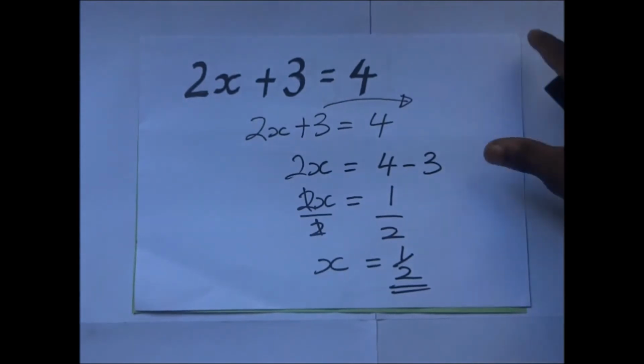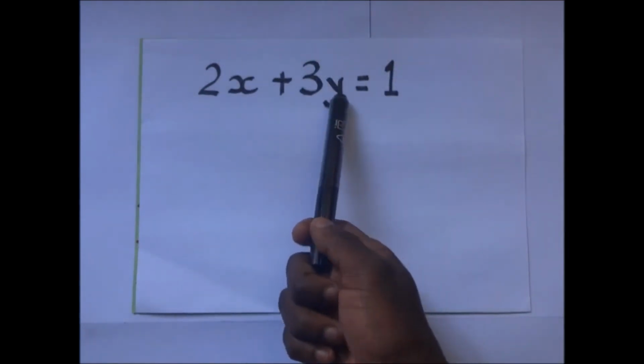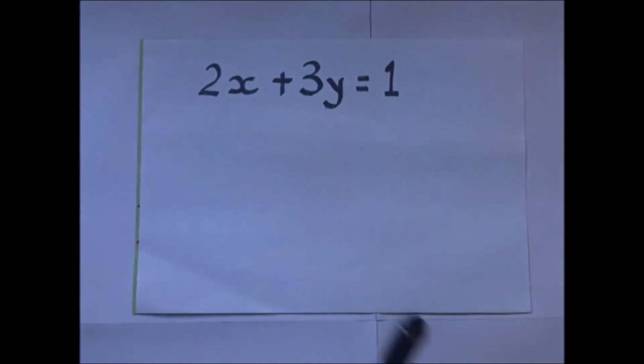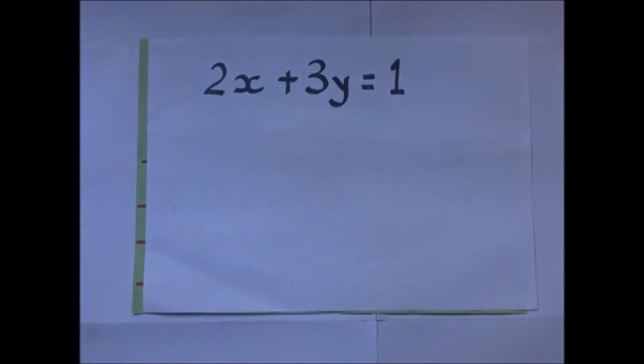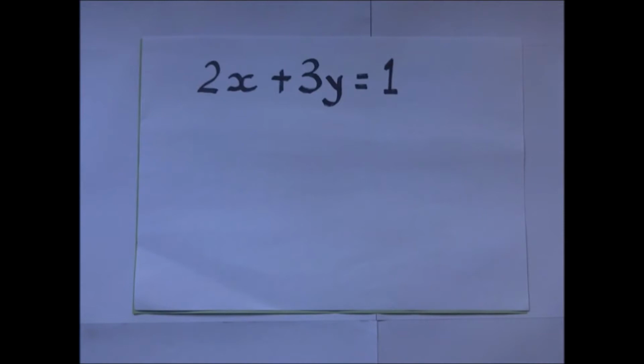But what about when we have two variables? For example, in this equation, we have x and y. We can't simply get the value of x or the value of y unless we introduce a second equation so that we solve the two equations simultaneously. So, in this video, we shall be dealing with simultaneous equations first that have two variables.